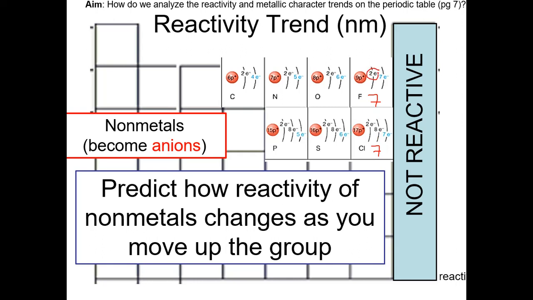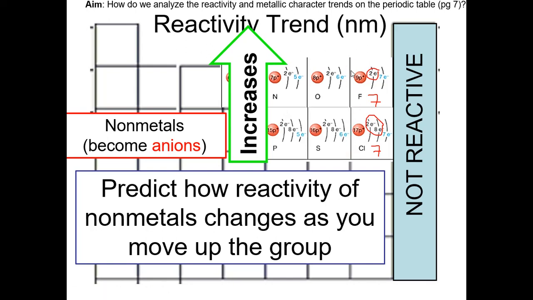Okay, so how about the shielding effect? Fluorine has 2 inner electrons, while chlorine has 10. So which element has the strongest shielding effect? That would be chlorine, because it has more inner electrons. So which element will have an easier time gaining an electron? Fluorine will have an easier time attracting an electron. Why? Because the shielding effect is weaker in fluorine than in chlorine. Fluorine only has 2 inner electrons, while chlorine has 10. There's less competition for the nucleus in fluorine than in chlorine. Based on this analysis, the reactivity for nonmetals should increase as you go up a group.